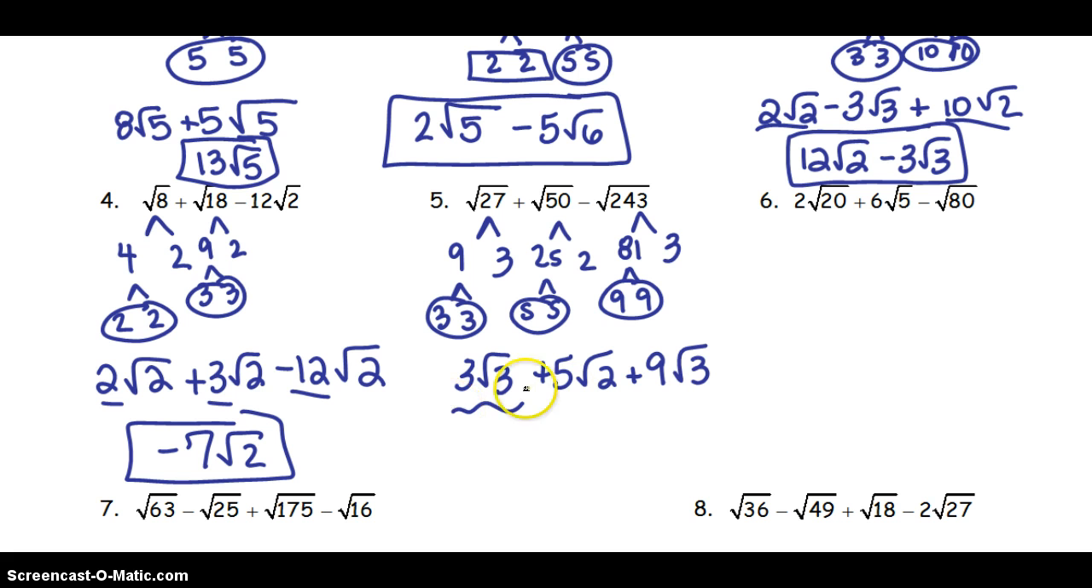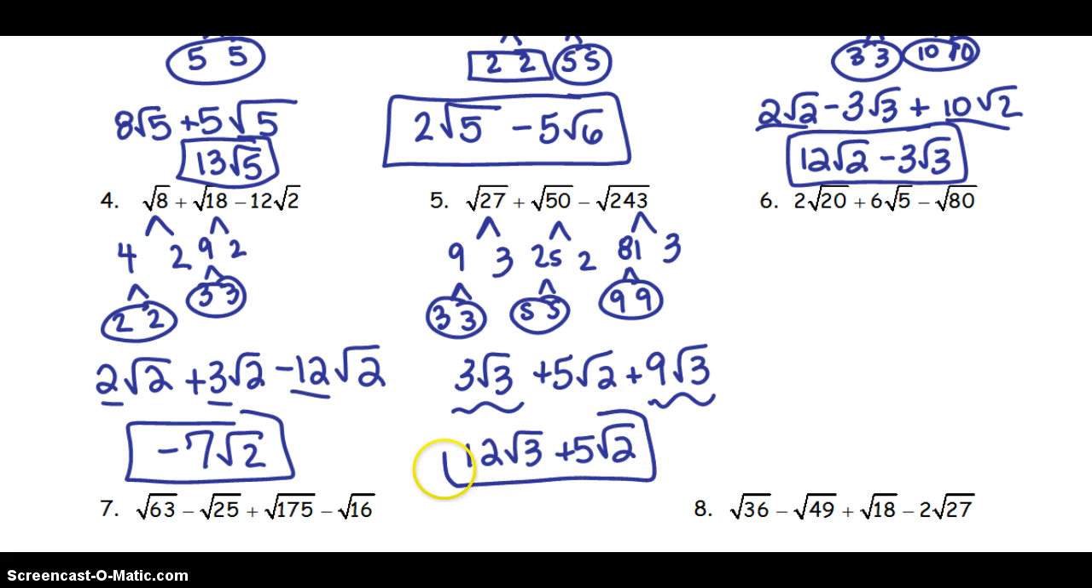And then we can combine 3 root 3 and 9 root 3. That's going to give me 12 root 3. And then we still have 5 root 2 there. And that's our answer. The next one we're going to break down.